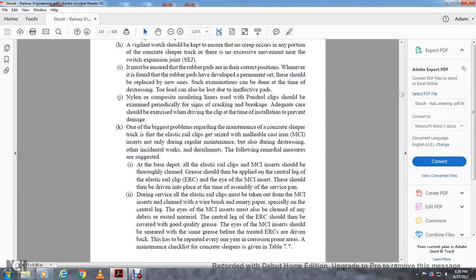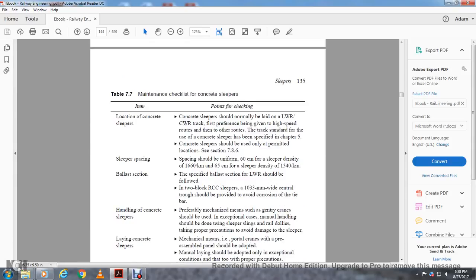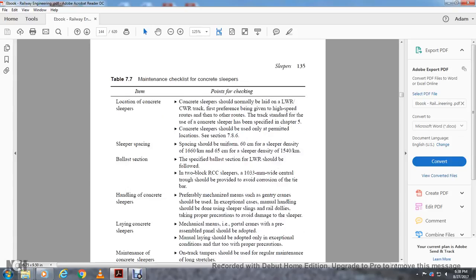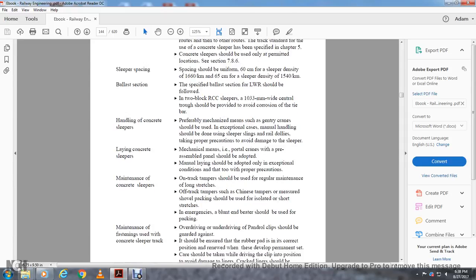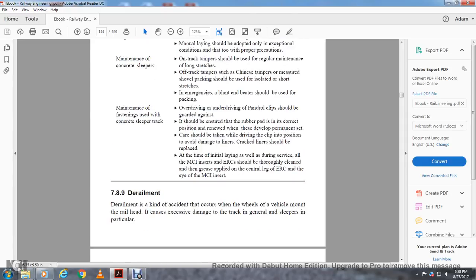This has to be repeated every 1 year in corrosion prone areas. The maintenance check of the concrete sleepers is given in table 7. Topics covered so far: location of the concrete sleepers, sleeper spacing, ballast section, handling of the concrete sleeper, laying of the concrete sleeper, maintenance of the concrete sleeper, and maintenance of the fastening of the concrete sleeper in the track.